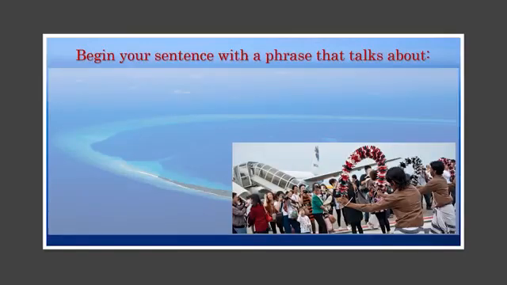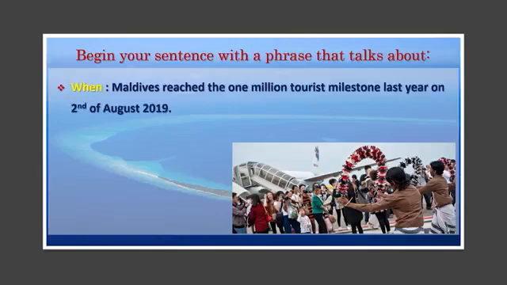Here we see tourists getting a very warm welcome. My sentence is, Maldives reached the 1 million tourist milestone last year on the 2nd of August 2019. Now you will have to isolate the phrase which talks about when, a time, and rewrite this sentence beginning with the time phrase. How will you do that? Can you try?